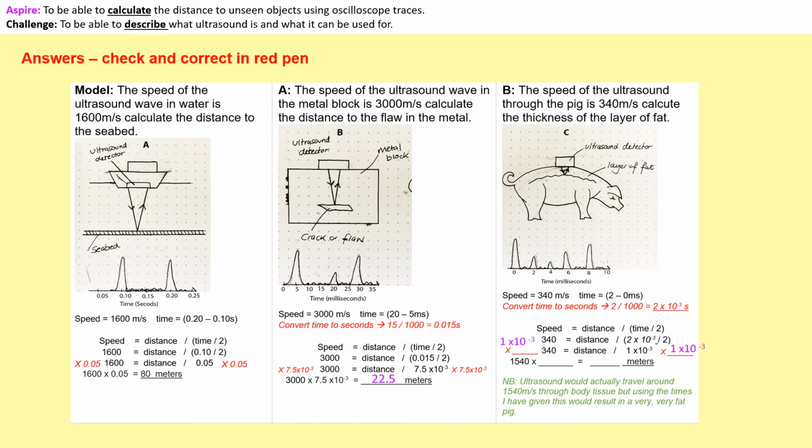In section B, you should have been multiplying both sides by 1 times 10 to the power 3, which would have meant that we ended up with that, which gives you 1.54 meters.